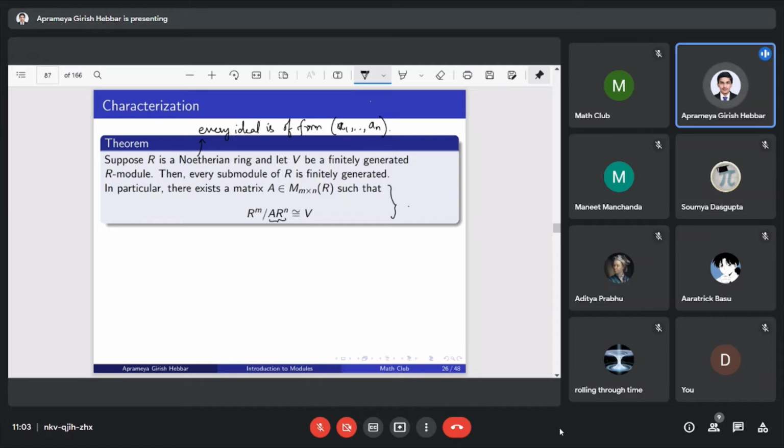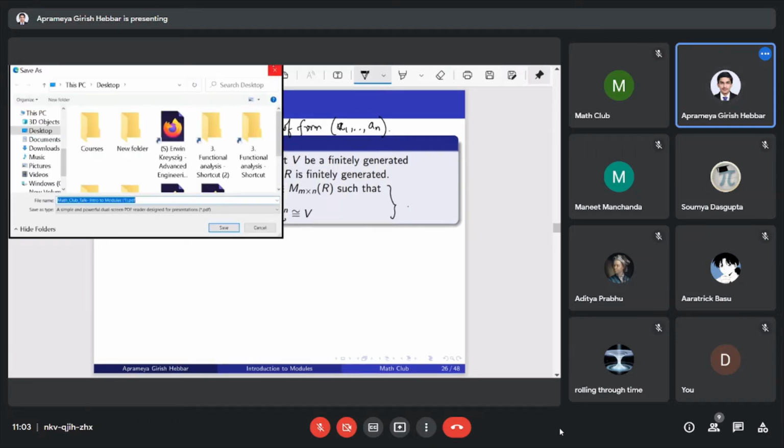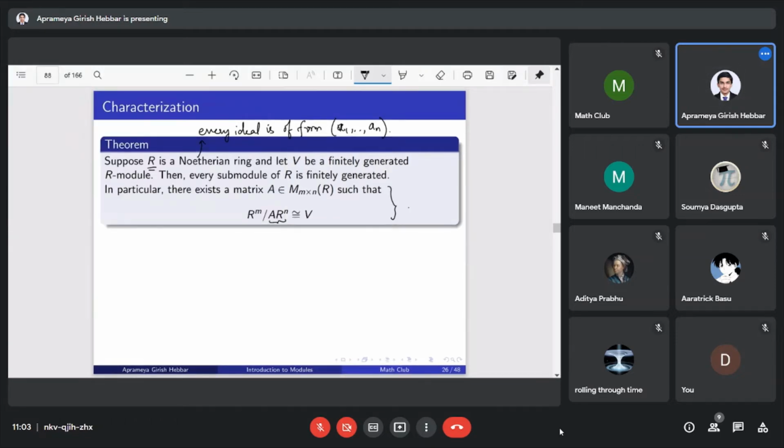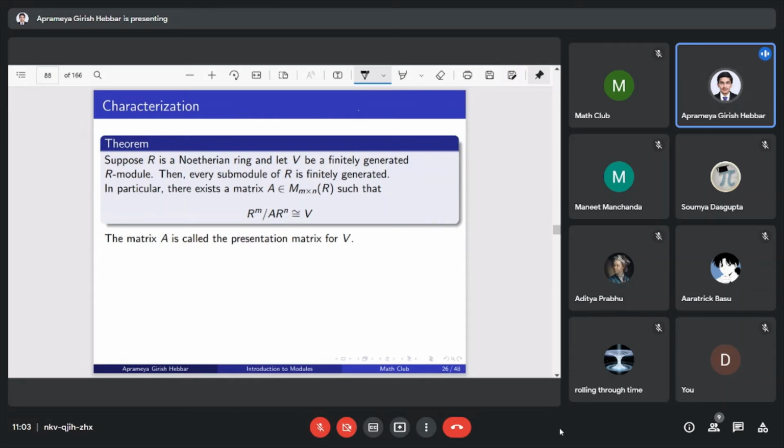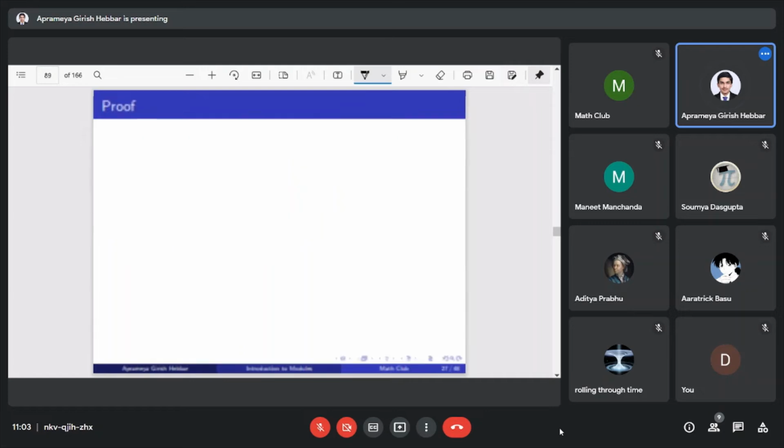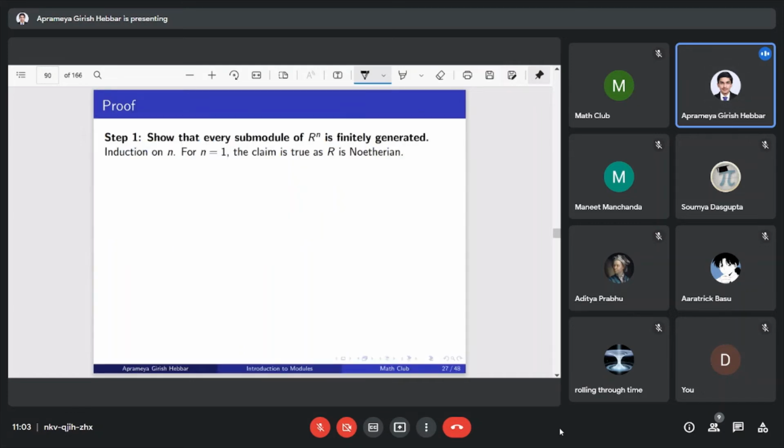Now let's first see how we can prove that when we give some structure to R, that is, R is a Noetherian ring, then this is true. The matrix A that came in the second part is called the presentation matrix. Now let's see the proof. The proof is quite intuitive.